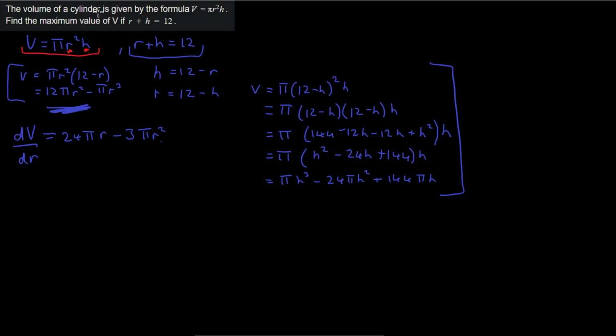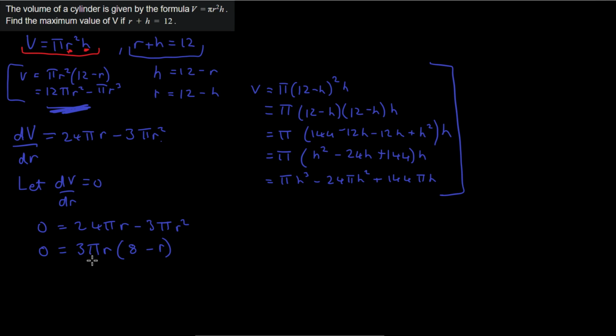How does that help us if we want to maximize something? Well, for a maximum or a minimum, we know that the gradient will equal 0 at that point, or the derivative will equal 0. So if we say let dv equals 0, we can say that 0 equals 24 pi r minus 3 pi r squared. We can rearrange this, we can factorize it even. Take a 3 and a pi and an r out, and I'll be left with 8 minus r.